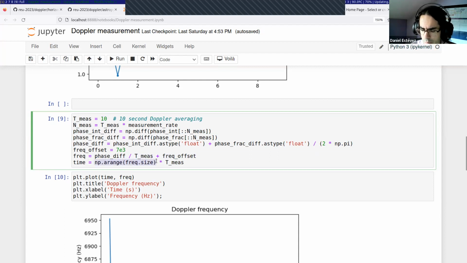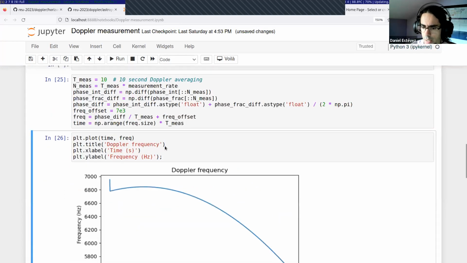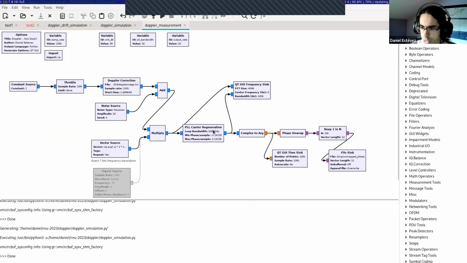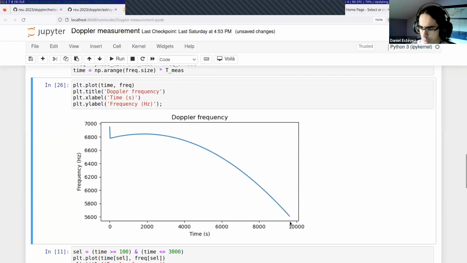And I also make myself a vector of times, which is just this arange 0, 1, 2, 3 multiplied by 10. If I update this, we can see it looks like this. Initially the frequency starts close to 7,000 because the PLL block will start close to 0, and we have this 7 kilohertz offset, and then it will lock to the frequency of the signal, and it will follow it. So this was the beginning of the Doppler curve, and we have run the simulation for 10,000 seconds pretty much.